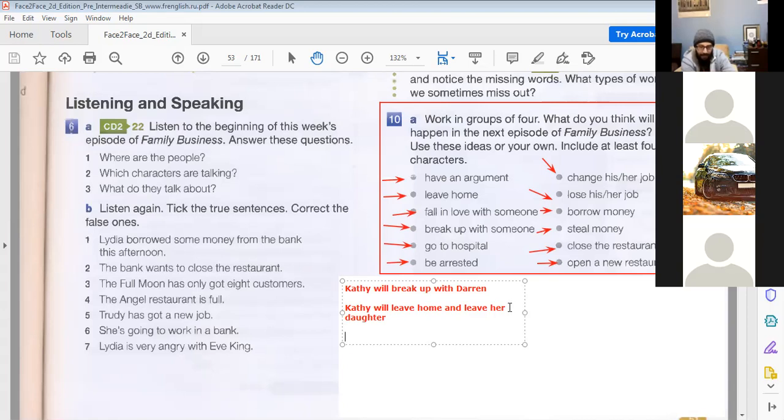But maybe after hearing her son, Nick, say, I'm the father of Elizabeth, they have a heart attack, go to hospital and be arrested. This is nice. I like it. I like this. Let's write it. So Lydia gets a heart attack and goes to hospital.